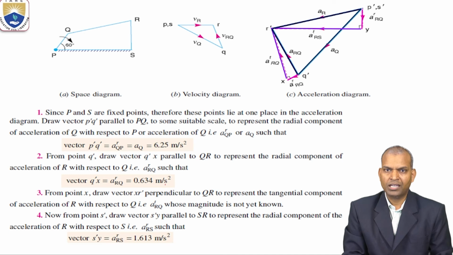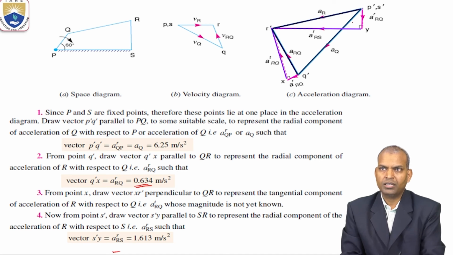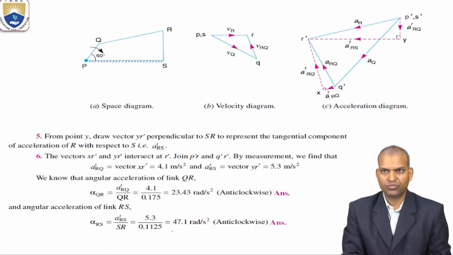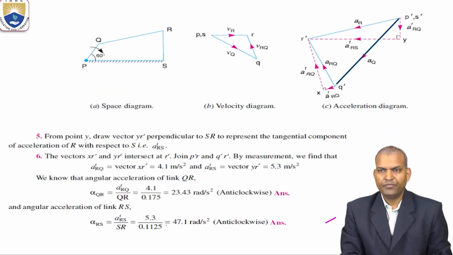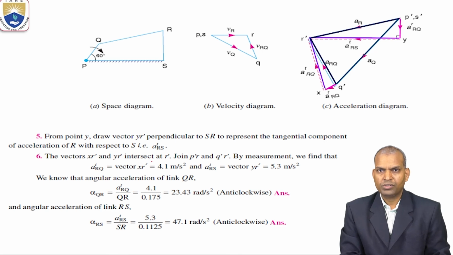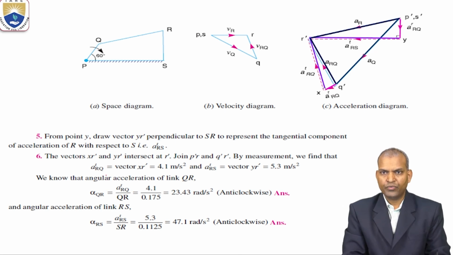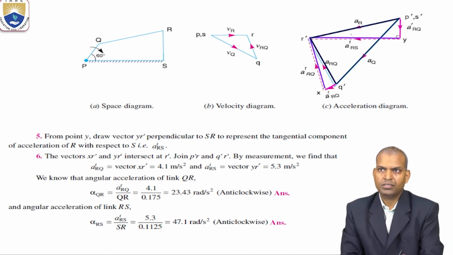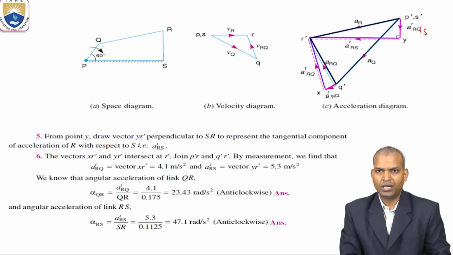What is the ARRS? That is Q dash X. Q dash X is RQ, that is 0.634, and ARRS, this is the value RS, that is 1.613 meter per second square. Then after getting this, what to do? After getting these values, you measure. We want alpha RQ and we want alpha RS.